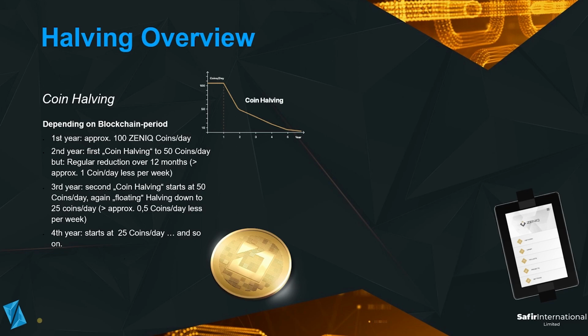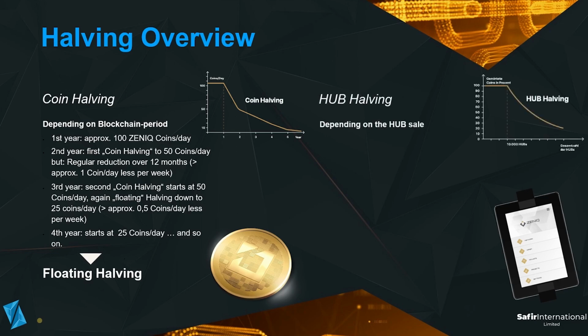This is called the floating coin halving. Now we're talking about the hub halving. This hub halving depends on the hub sale. There is a maximum number of hubs with minting function. So there's an effective minting equivalent of fewer than 15,000 hubs. So 15 times a 100% master node.